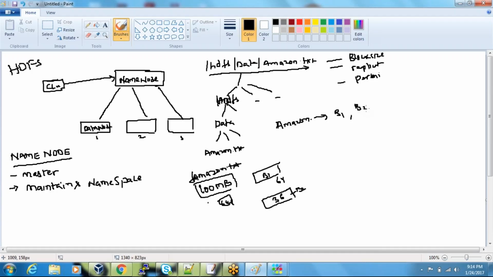Block 2. And this block 1 might be stored at some place, no? Here, 3 copies, right? And block 2 might be stored some other place, 3 copies, correct? So block 1 is stored on machine 1, machine 2, machine 3. Block 2 on machine 2, machine 3, machine 4, whatever the order. All this information will be with your name node. Dheeraj, is your doubt clear?